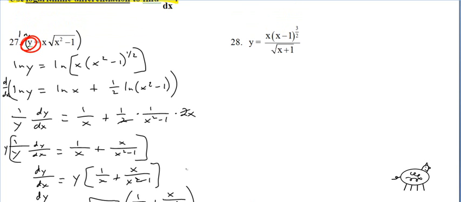Okay, this next one is actually kind of evil. And evil just because it's kind of a large problem here.